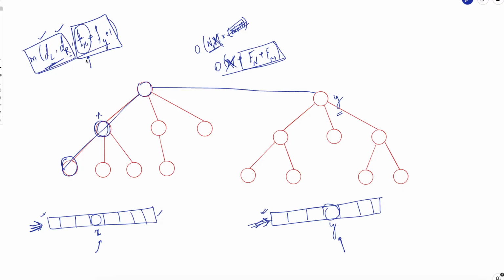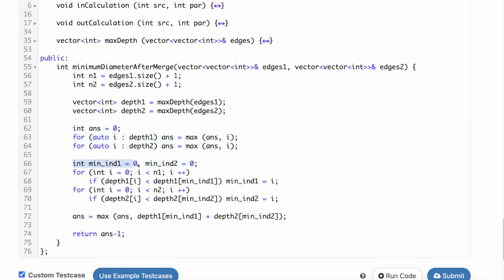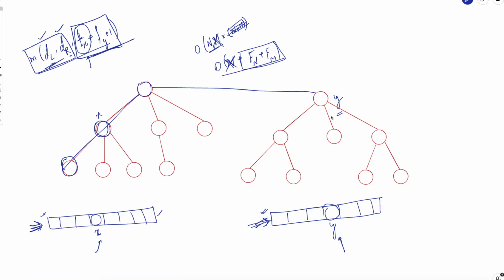Now we have to figure out Fx and Fy and then join plus 1 as well. So what we did, we simply figured out the minimum index in the first depth, minimum index in the second depth. Now depth 1 of min index, depth 2 of min index will give us the maximum, will give us the number of nodes as well.